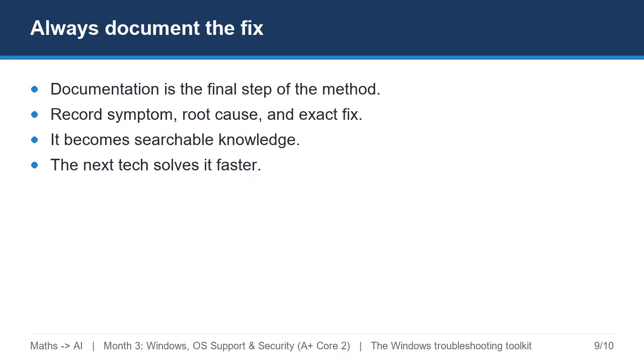The very last step of the troubleshooting method, and the one people skip, is documentation. Write down the symptom, the root cause you found, and the exact fix you applied. That turns one solved ticket into searchable knowledge for the whole team. The next technician who sees the same symptom finds your note and solves it in minutes instead of hours. Closing this loop is what makes a team good.